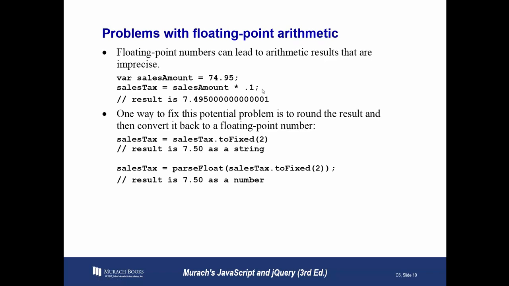All right, floating point arithmetic problems. What they're saying here is if you take 74.95 and multiply it by 0.1, you don't get 7.495. You get 7.495 with a boatload of zeros and a 1 on the end. And the reason that you get that is because floating point math internally in a computer is an imprecise science. One way to fix that is to just round it to 2 decimal places and then convert it back.